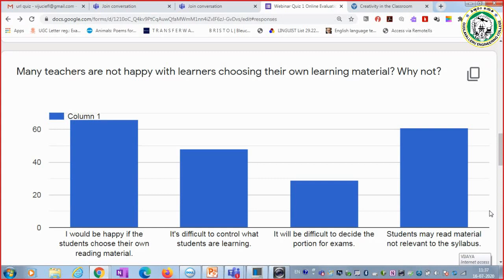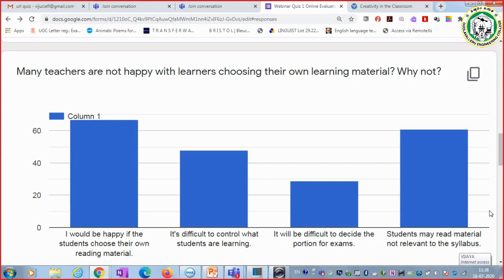Please do not confuse it and think that it's a problem for learning. No, actually, for learning, for a learner, it's a win-win situation because the learner is reading more and the learner is also exploring the creative side of himself or herself.